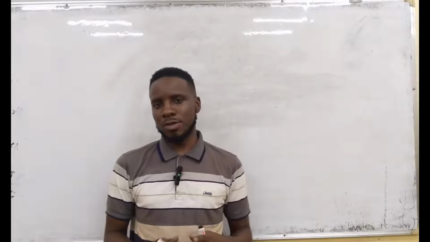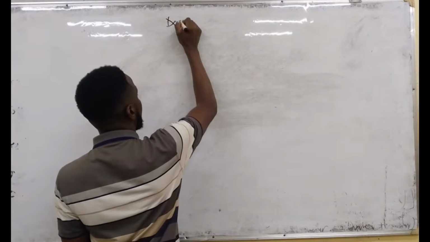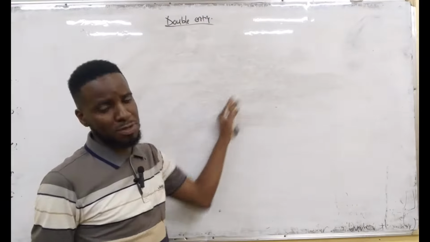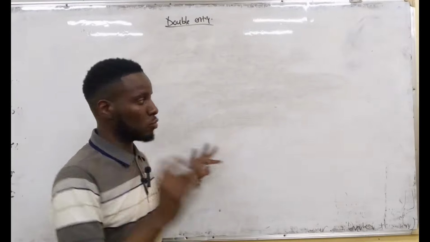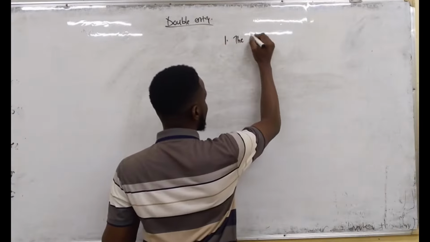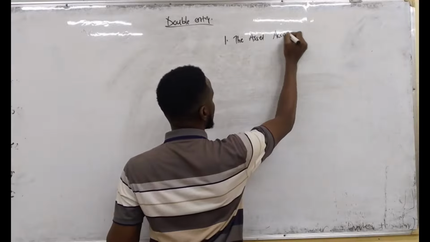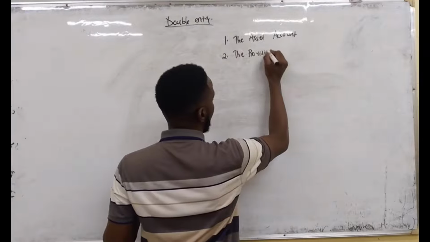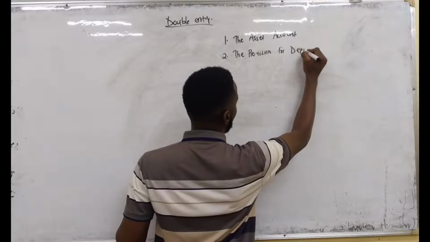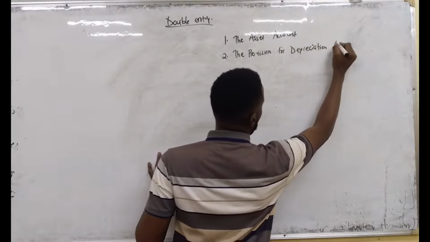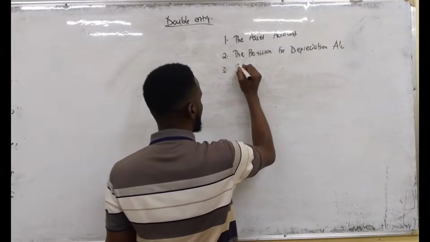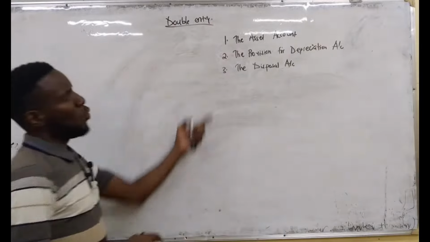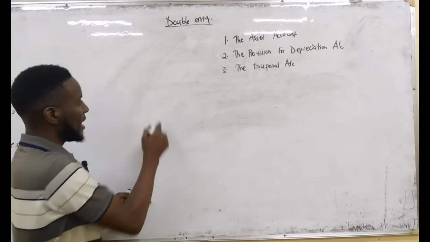All right, now let me talk about the double entry. Now, when it comes to you doing a number on depreciation, there are three things that will be expected to do. One, you're supposed to do what they call the asset account. Then two, you're supposed to do what they call the provision for depreciation account. And then three, you're supposed to do what they call the disposal account. Now, listen, when it comes to the asset account, the asset account will look like this.